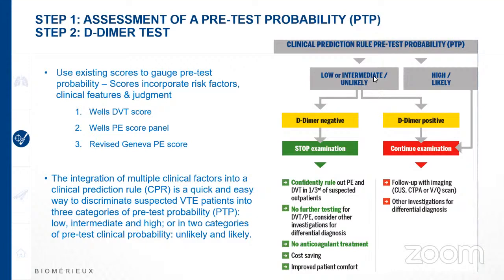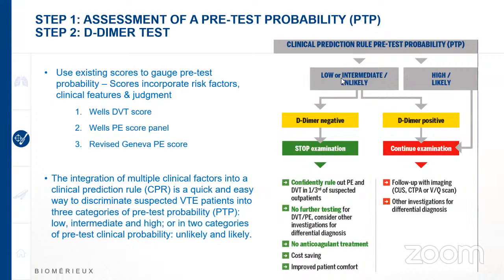Now, where D-dimer is really useful is in this group that we're calling low or intermediate, because the score is showing maybe this patient doesn't really have VTE or they could. This is where we have a problem. And this is really where we must do the D-dimer. So again, you might do the D-dimer and it says negative and you say, oh, okay, so the score was actually right. So you don't need to examine the patient and you confidently rule out pulmonary embolism and DVT in at least 30% of suspected patients. That is why we are calling it an exclusion test.